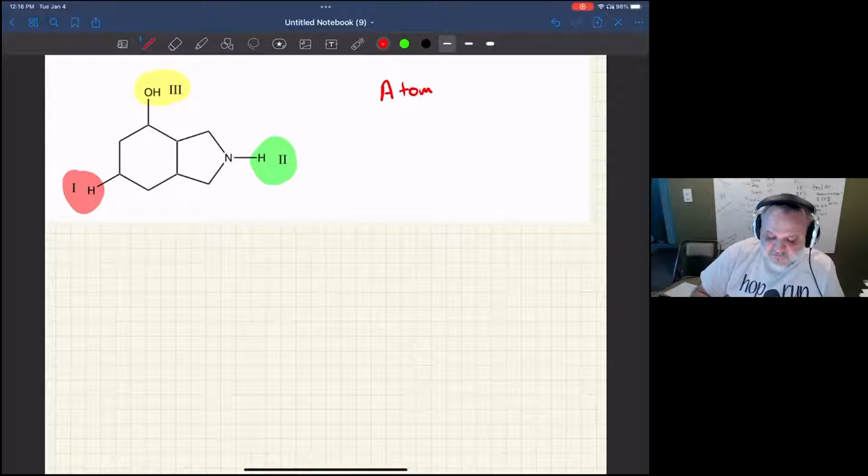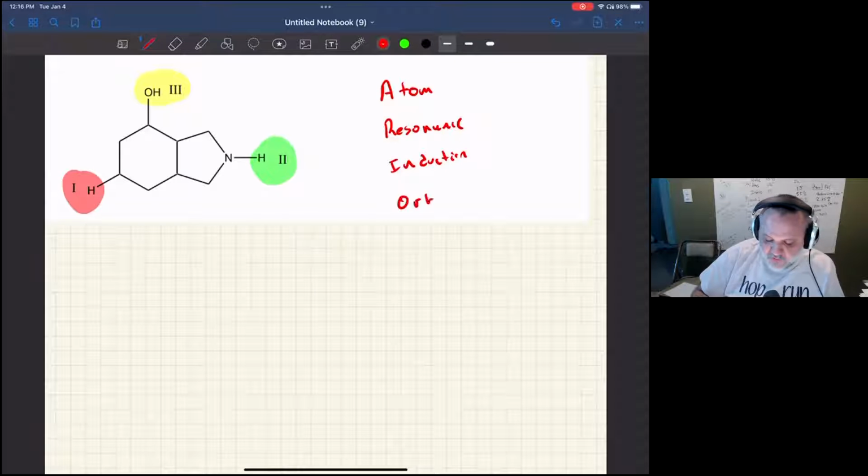What atom is the proton connected to? Resonance, induction, and then also we want to consider what orbital.